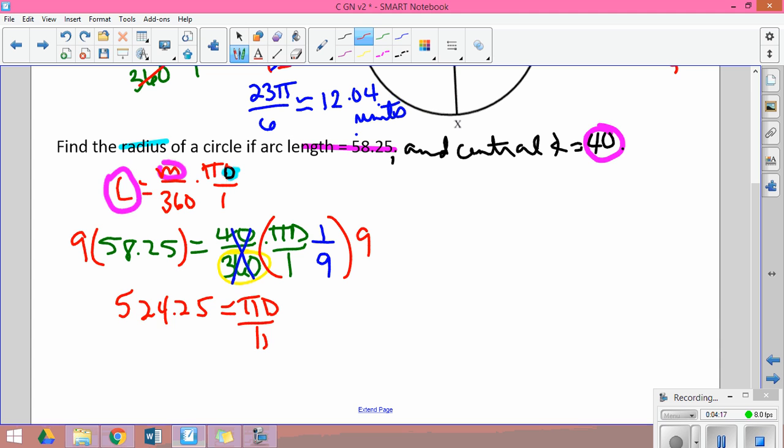Divide both sides by pi. So I find out my diameter is approximately 166.9. Remember, I'm after radius. Radius is the diameter cut in half, and so my radius is about 83.4 units.